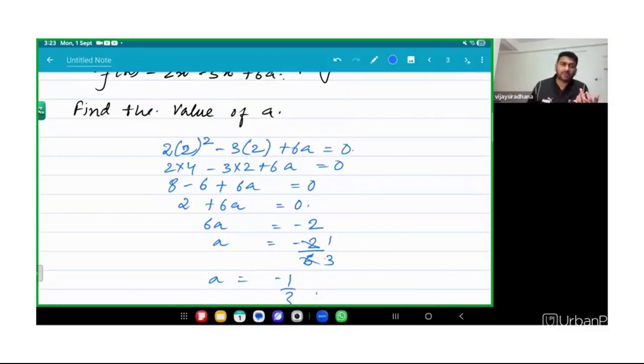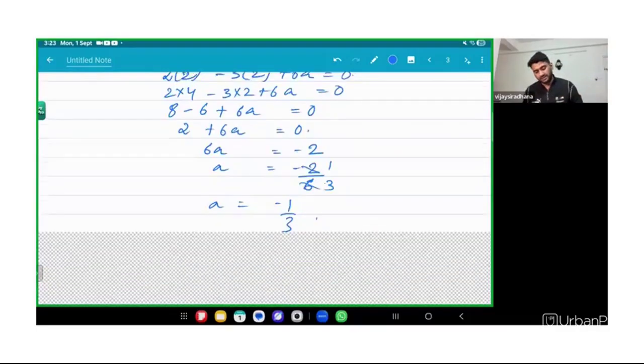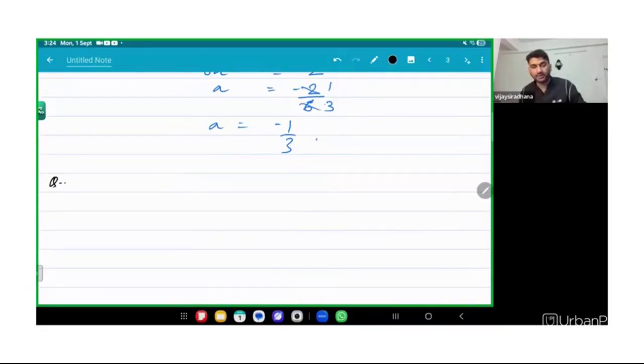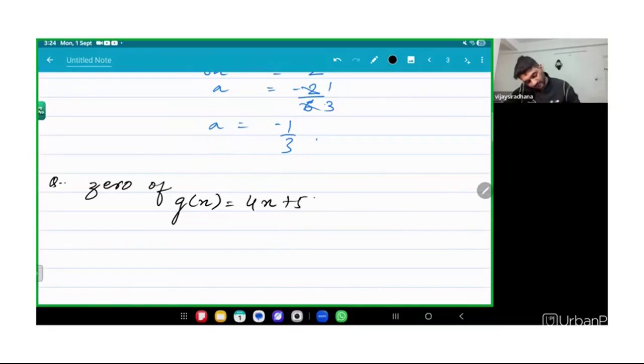From your side, you can try for other things also. Let's do one more question, which is: find the zero of the equation g of x is equal to 4x plus 5. Zero of polynomial 4x plus 5. Now how will we find the zero of this polynomial?